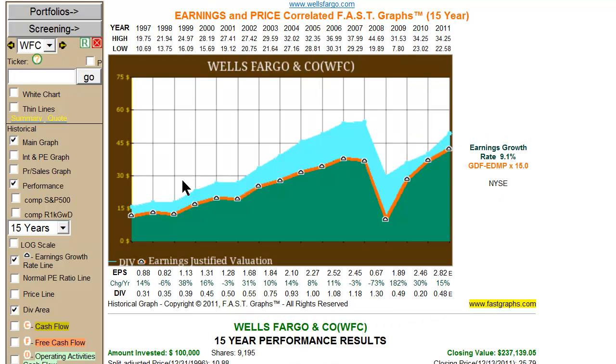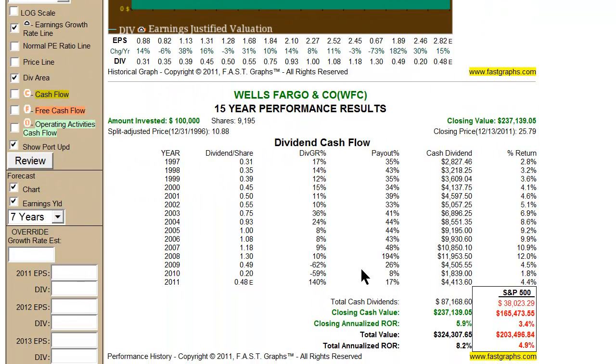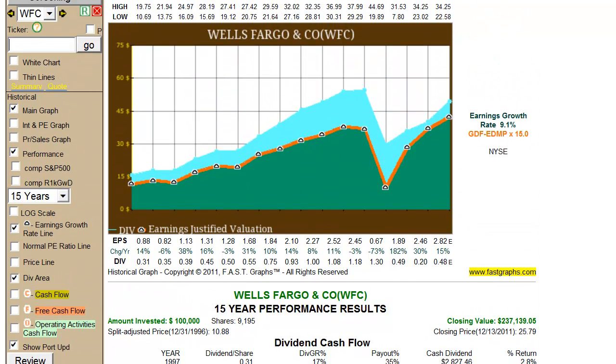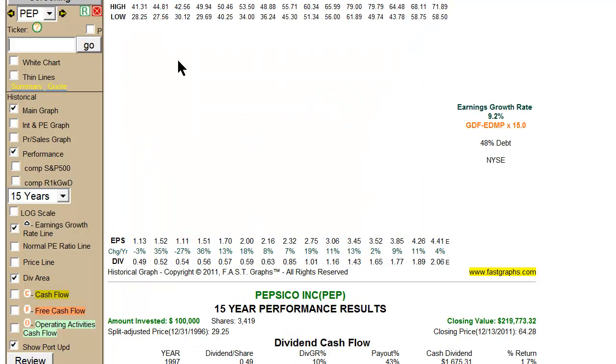When you look at a name like Wells Fargo, and this is an important aspect of this, you can see that Wells Fargo had a big drop in earnings here, and what you can actually see by looking at that visual is that they cut their dividend in 2009 and 2010 during the recession. And of course by having it visually depicted like that, you can instantly see that.